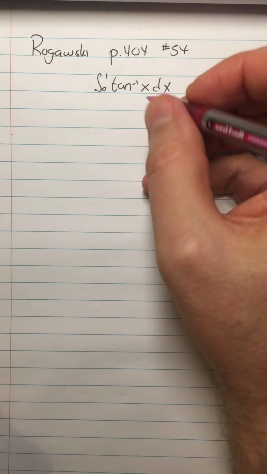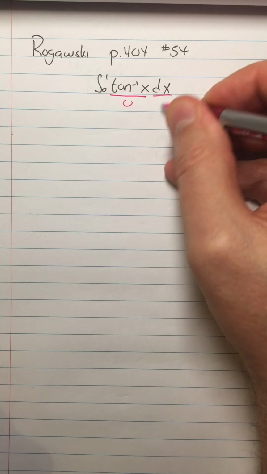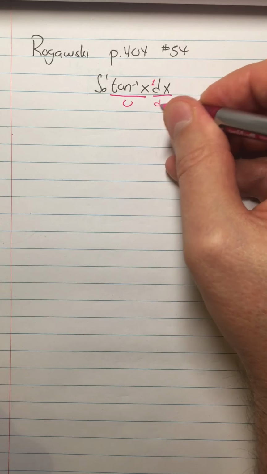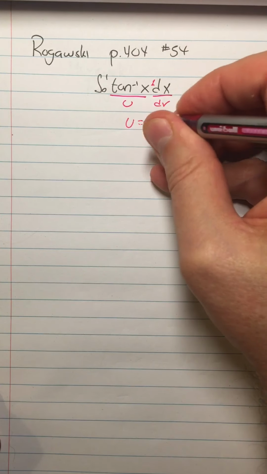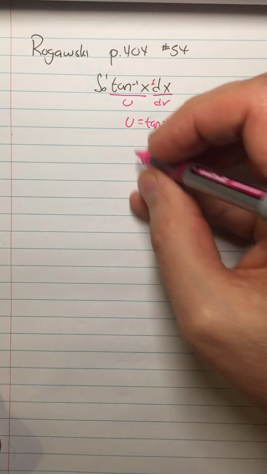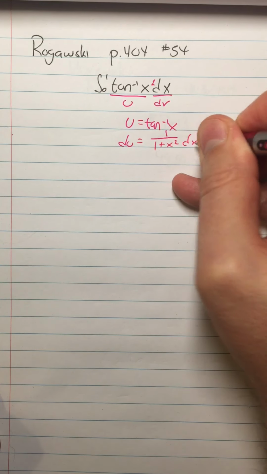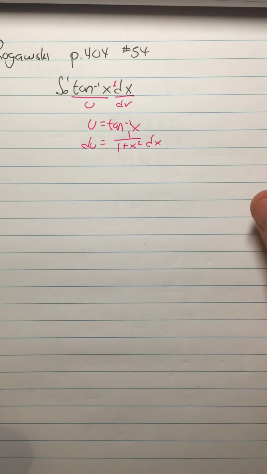So what we're going to do is use the inverse tangent of x as the u, and we're going to have dv be 1. The 1 right here that we don't see. That's going to be our dv. All right, so then u equals inverse tangent x, du equals 1 over 1 plus x squared dx. That's what you should really know. We're going to use that a lot later this year.